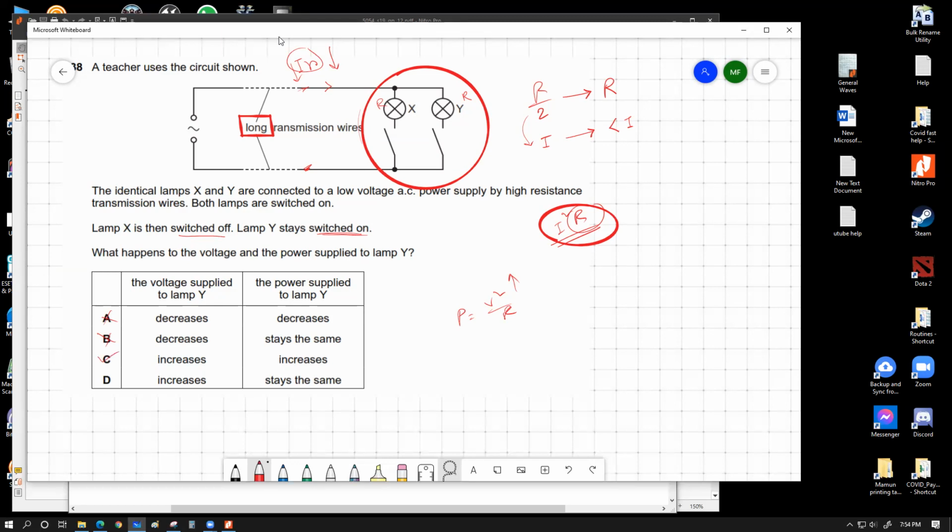What is the correct response for this answer? Sir, could you explain this once more, sir? C is the correct answer. Yes, sir. Boom. Did you understand, Abdullah? Yes, sir.